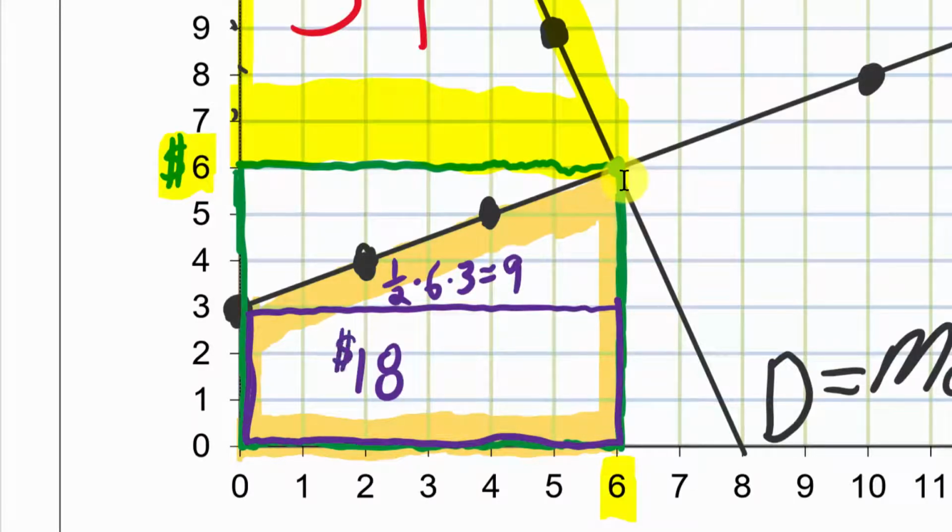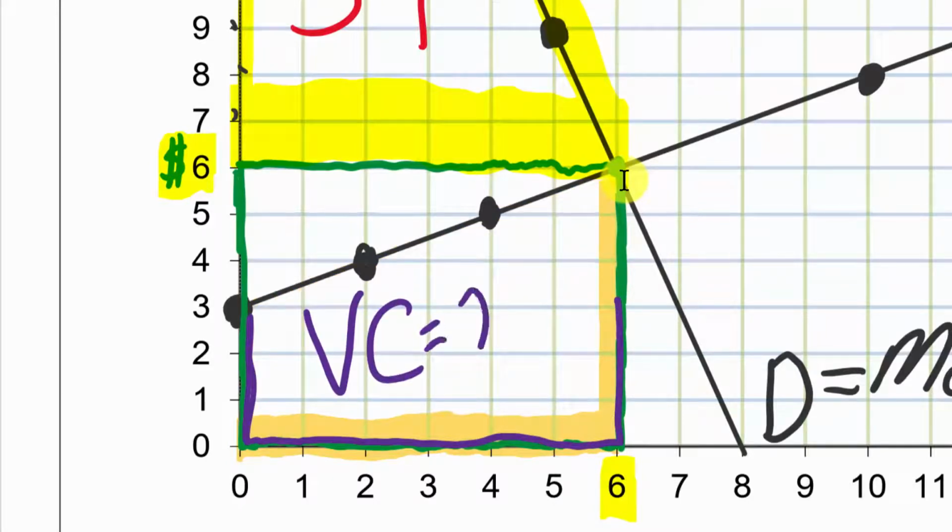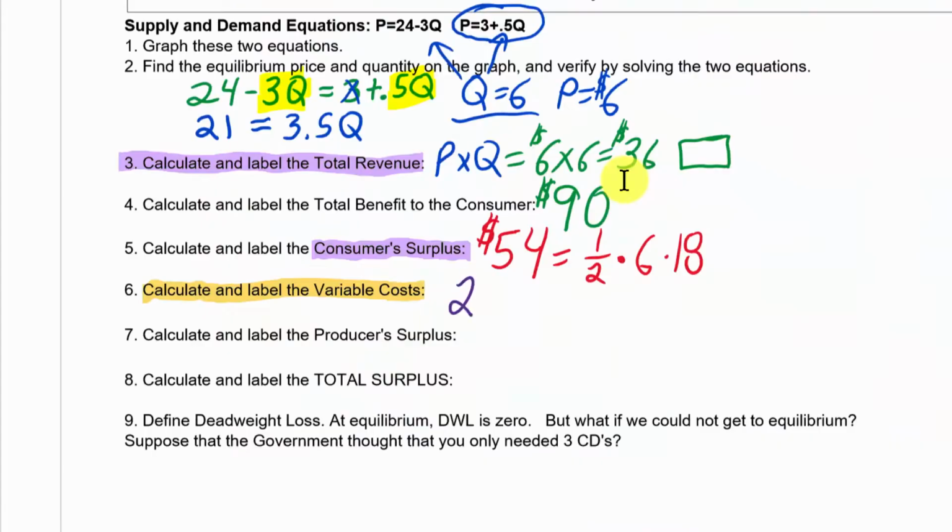So if we take this $18 in variable costs and this $9 in variable costs, that whole thing adds up to the total variable costs. Variable costs, $27. Okay, the next thing we need to calculate here is the producer surplus. Now remember from our story, producer surplus is the difference between the total revenue that we have here in number 3, the $36, and the variable costs. So it's $36 minus 27.